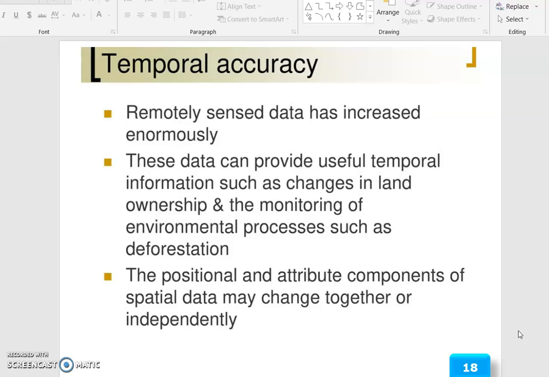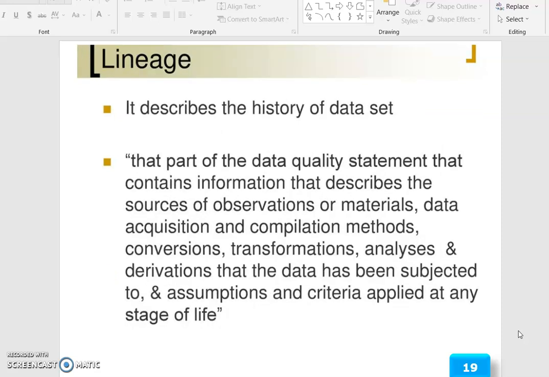The positional and attribute components of spatial data may change together or independently. Lineage describes the history of a data set. It is that part of the data quality statement that contains information describing the sources of observation or materials, data acquisition and compilation methods, conversion, transformation, analysis, and derivation that the data has been subjected to, and the assumptions and criteria applied at any stage of its life.